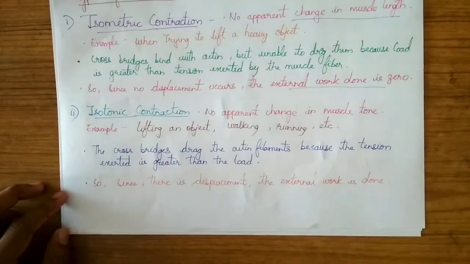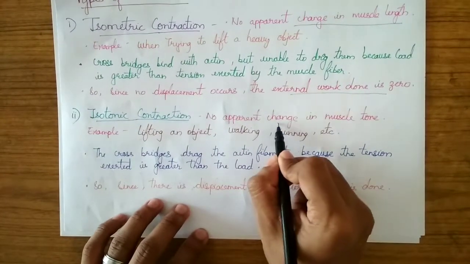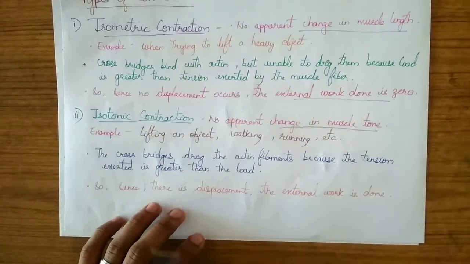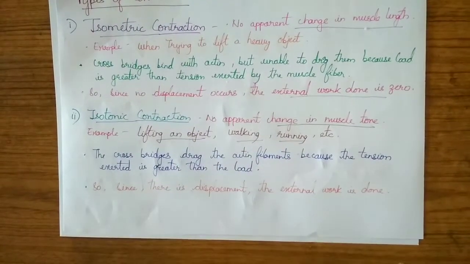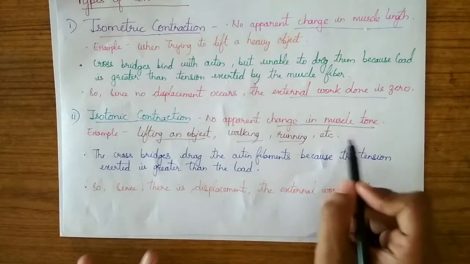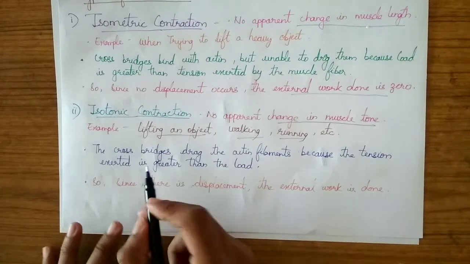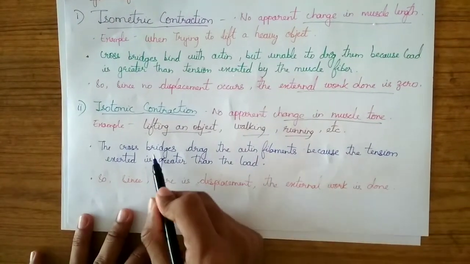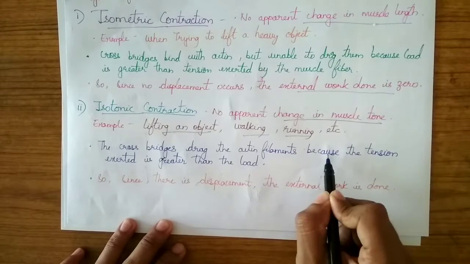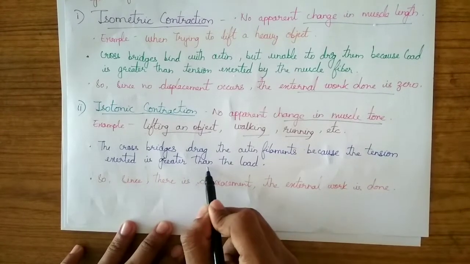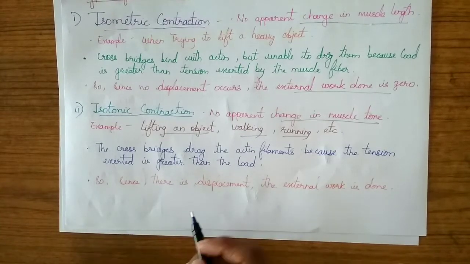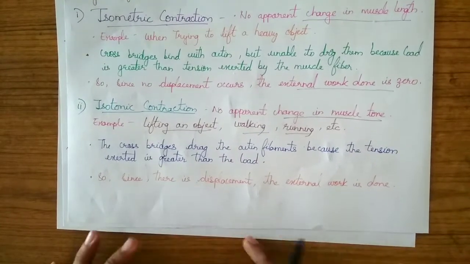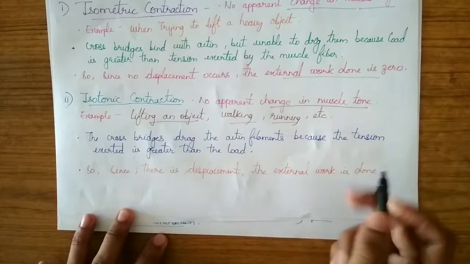In the case of isotonic contraction, there is no apparent change in the muscle tone. The examples are lifting an object, walking, running, etc. While you lift the object, there will be a change in the length of the muscle, but the muscle tone will be the same. In this, the cross bridges drag the actin filaments because the tension exerted is greater than the load. So you can easily carry the load or pick it up. Since there is displacement in this case, external work is done.